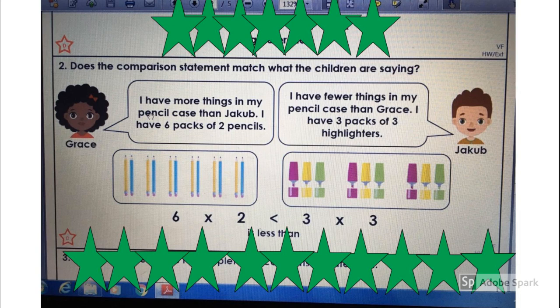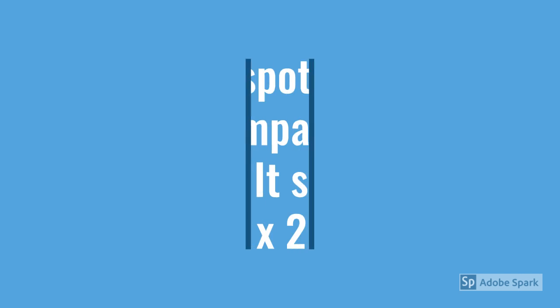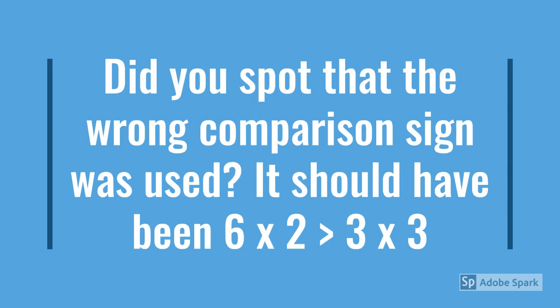You're going to look at this slide and see if the comparison statements match what the children are saying. So pause the slide, give yourself a chance to read the statements, look at the pictures that go with it, and then read the number sentence at the bottom and see if you can spot whether or not it is correct. Did you spot that the wrong comparison sign was used? It should have been 6 times 2 is greater than 3 times 3.